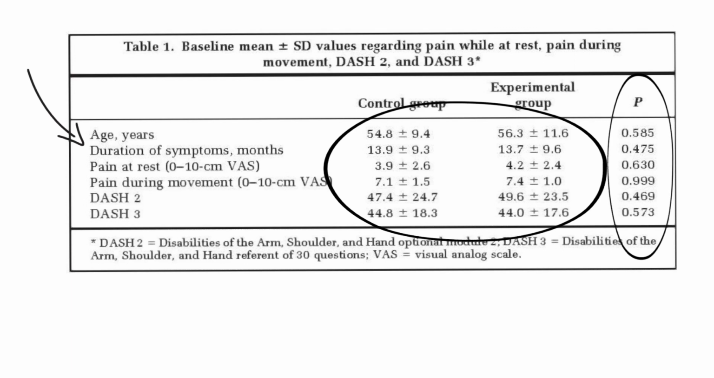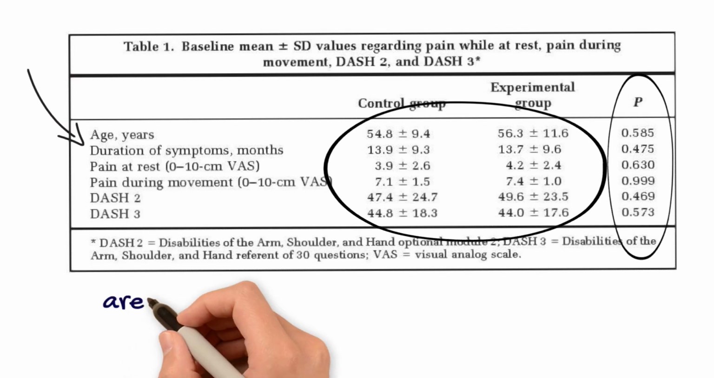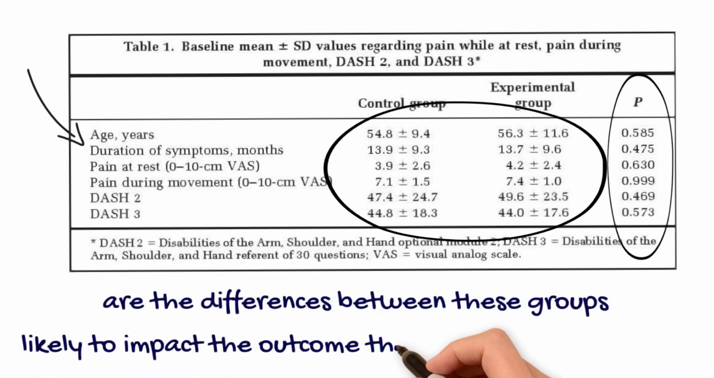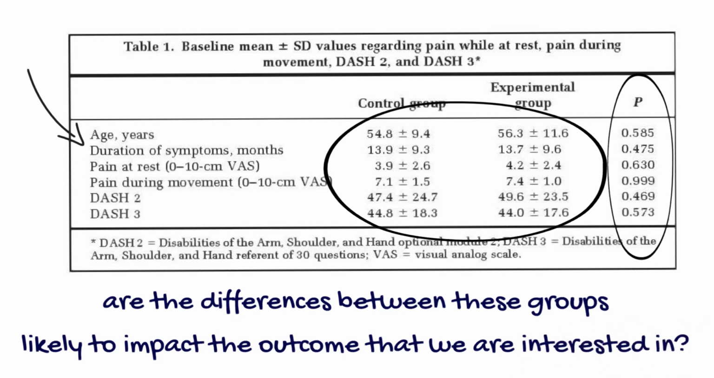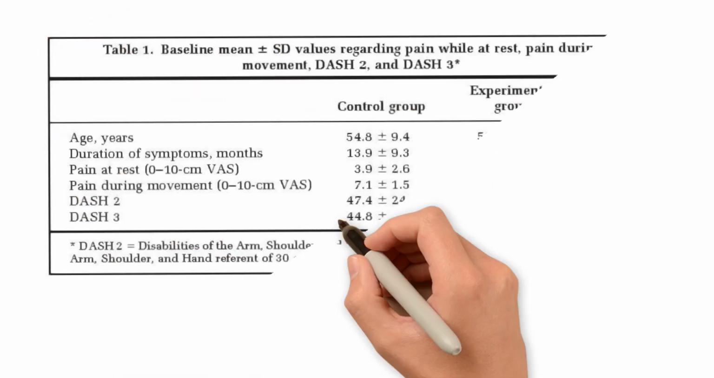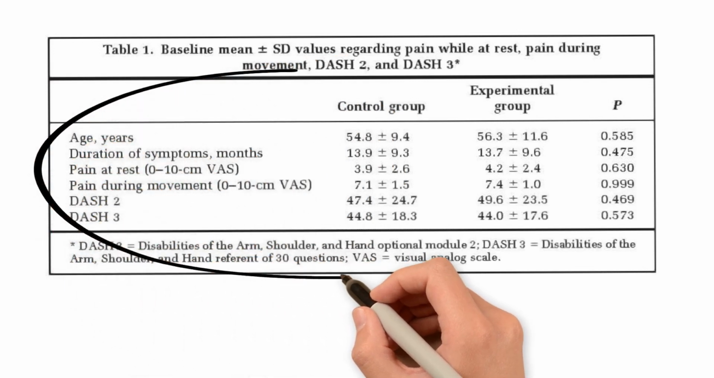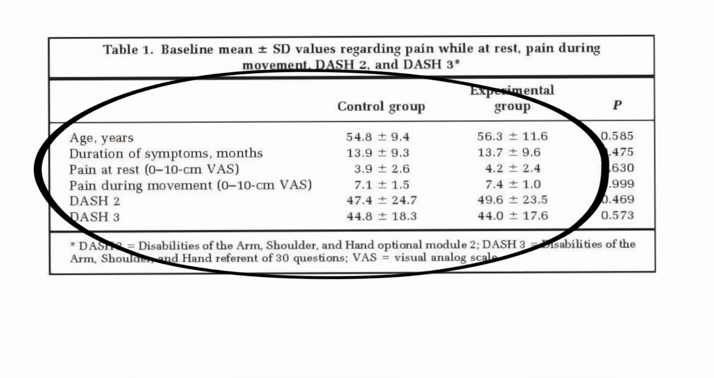For each prognostic factor listed, ask yourself, are the differences between these groups likely to impact the outcome we are interested in? In our example, a group of participants with shoulder pain were randomized to receive either the treatment, resistance training, or the comparison, waitlist. When we look at Table 1 in this study, we can see that the two groups are similar in age, duration of pain, and pain intensity before receiving the treatment. This means that randomization and allocation concealment was likely well done.